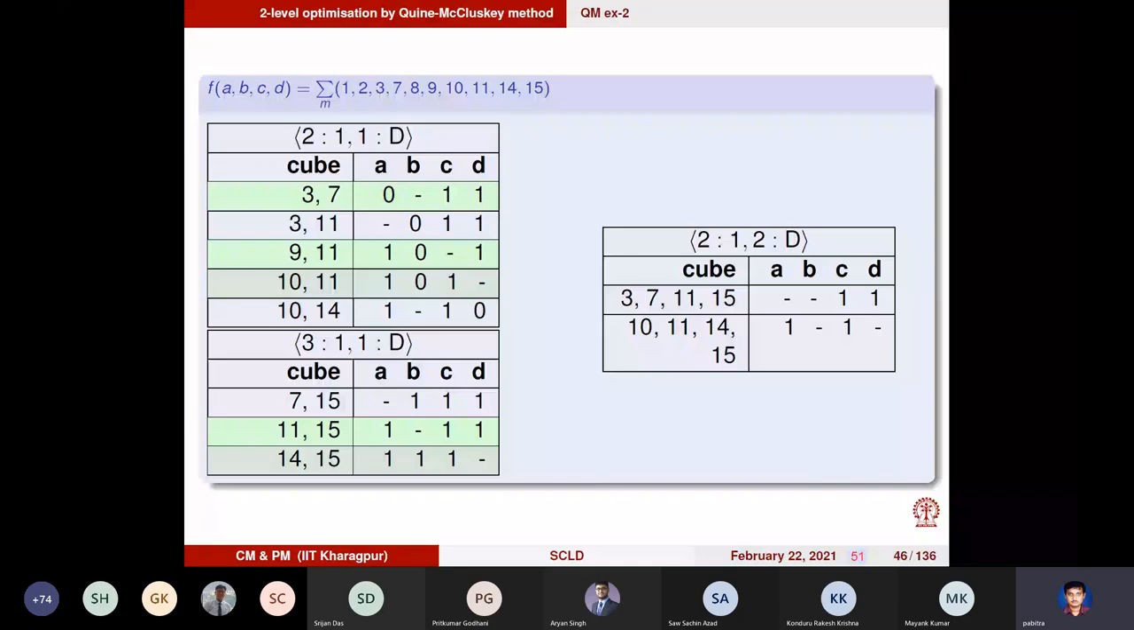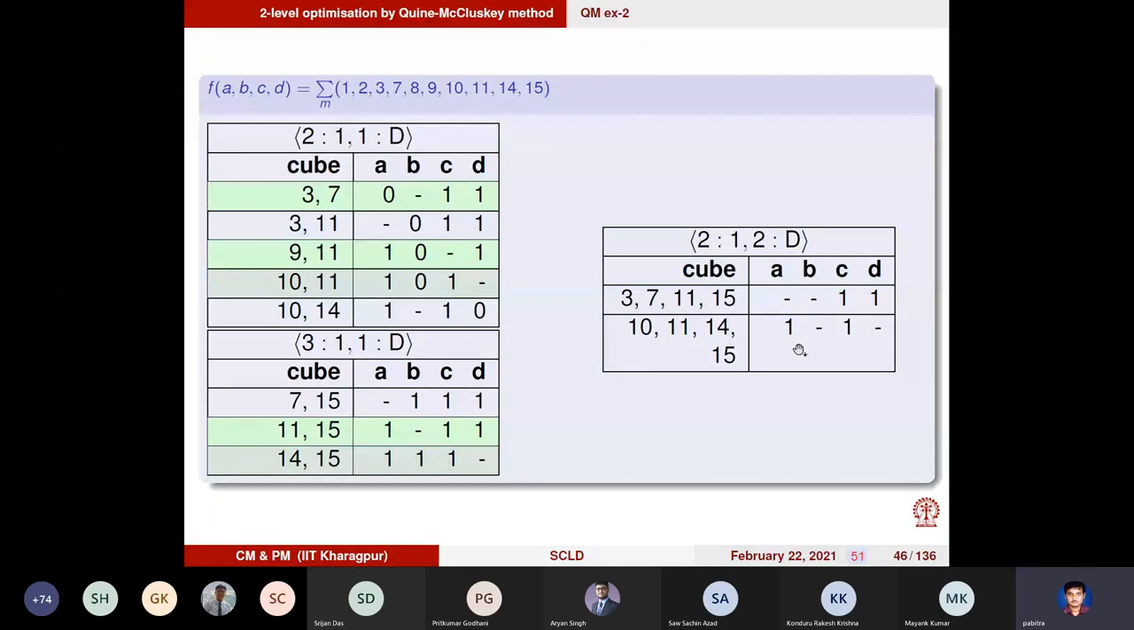So what are the prime implicants we got so far? 3, 7, 11, 15 is a prime implicant. 10, 11, 14, 15 is a prime implicant. Anything else that we had? Here, did we have any prime implicant? So 2 10 is a prime implicant. 1 9 is a prime implicant. 8 10 is a prime implicant. 3 7 is a prime implicant. 3 11 is a prime implicant. 10 14 is a prime implicant because they were not combined with anybody.